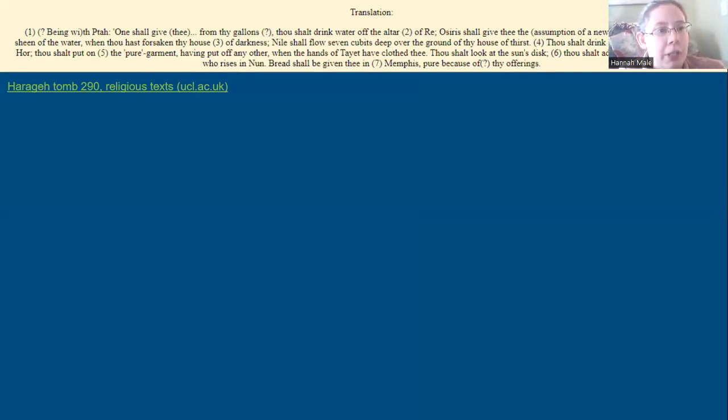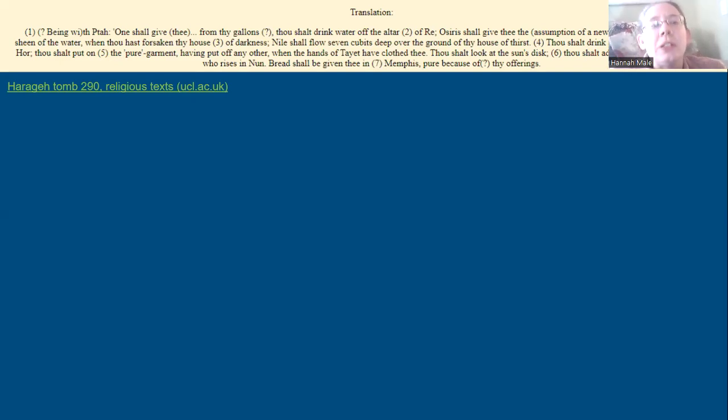Thou shalt put on the pure garment, having put off any other. When the hands of Teat have clothed thee, thou shalt look at the sun's disk. Thou shalt adore Re or Ra. Thou shalt propitiate him who arises in none. Bread shall be given thee. Bread shall be given thee in Memphis, pure because of thy offerings.